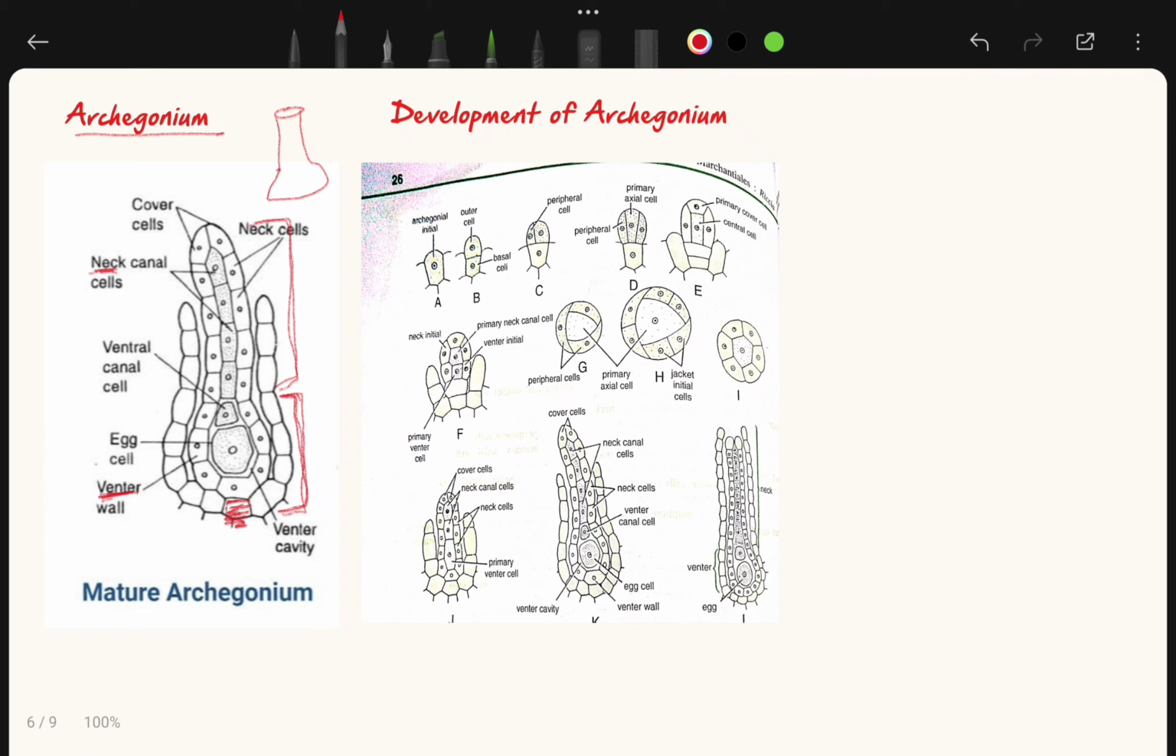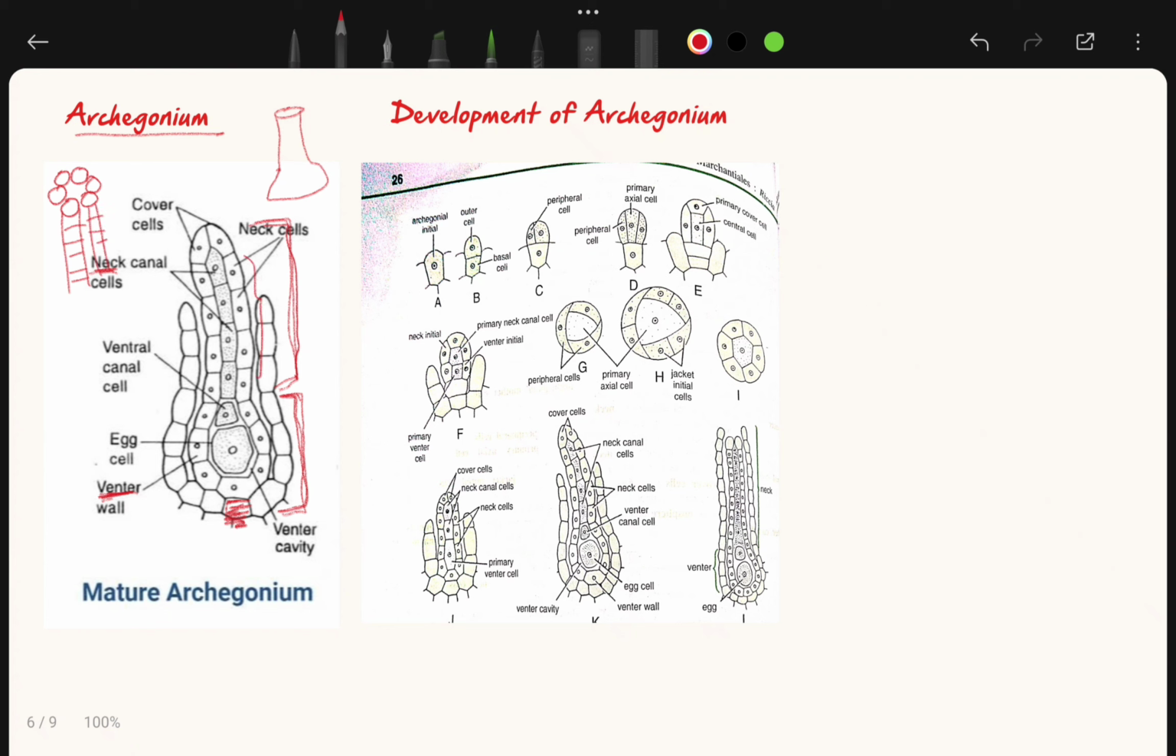The neck is composed of 6 vertical rows of cells. So from the top view, it will look somewhat like this: 1, 2, 3, 4, 5, 6. This neck is composed of 6 vertical rows of cells, and each of the rows will consist of 6 to 9 cells.